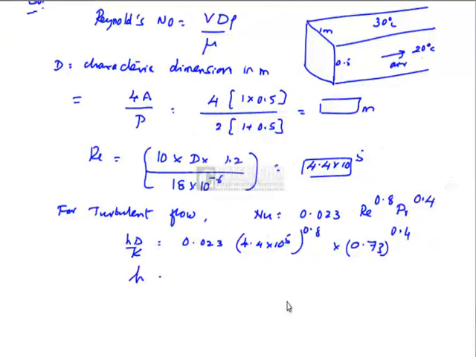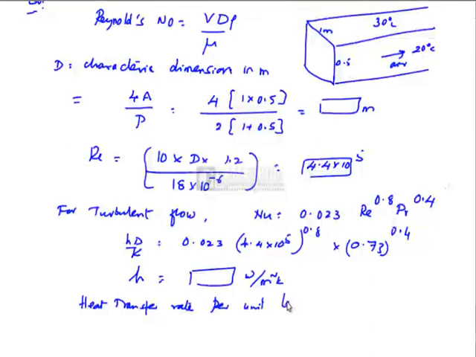We can obtain h value here in watts per meter square Kelvin. Thermal conductivity k is also given. We have calculated the characteristic dimension earlier, D is also known, so h is calculated. Heat transfer per unit length is equal to h A delta T.